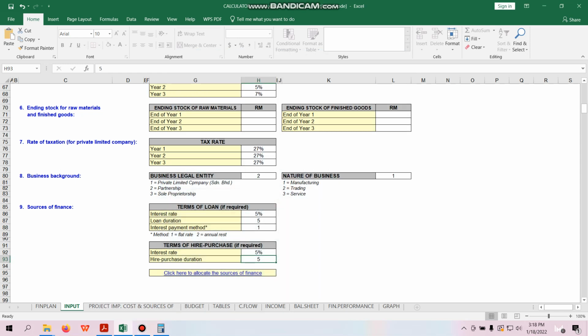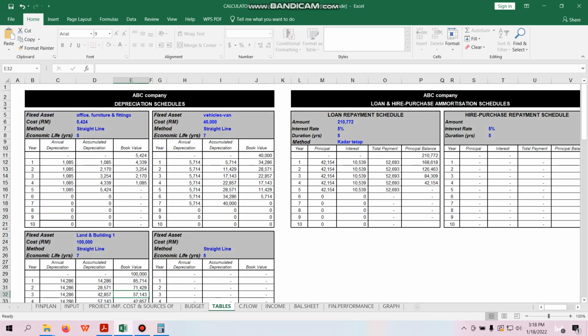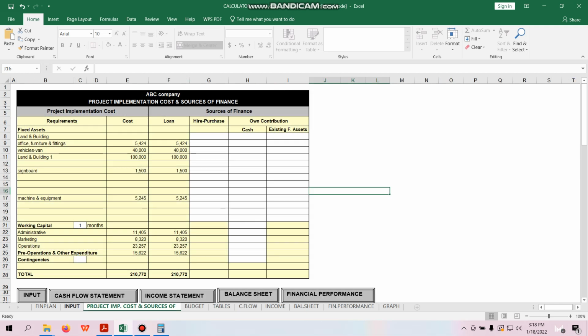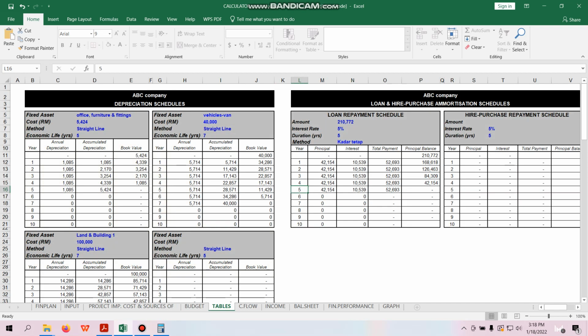So will this impact other tables? Yes. If you change these two, it affects the other tables. Which table? This table, which is your table on the hire purchase amortization schedules. So you see that you have 5 years here, right? For your loan, all right? But you have zero for hire purchase. Why is that? Because you didn't change your project implementation cost. Only when you change it, then the information will appear here.